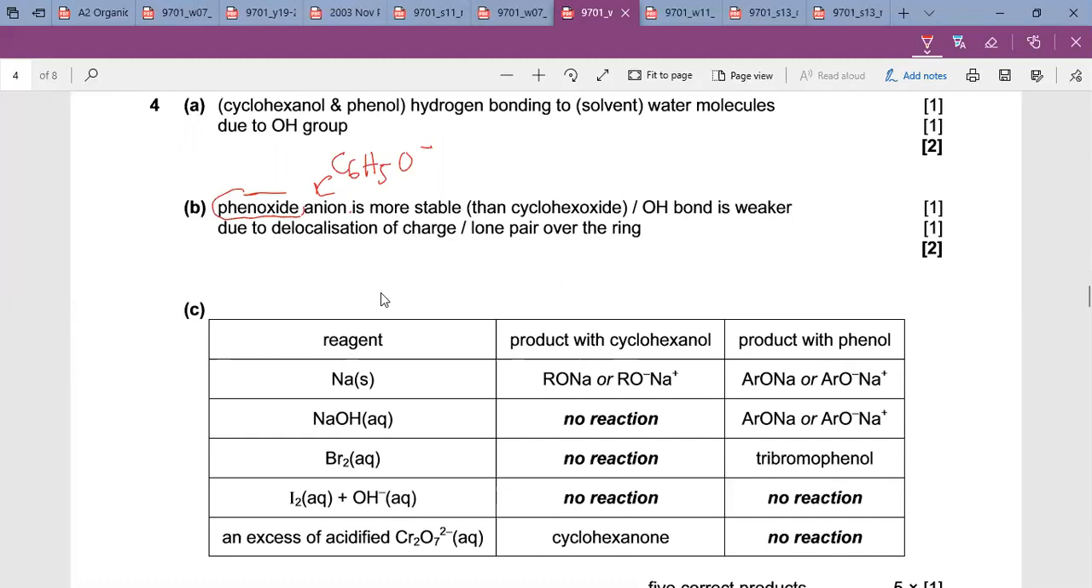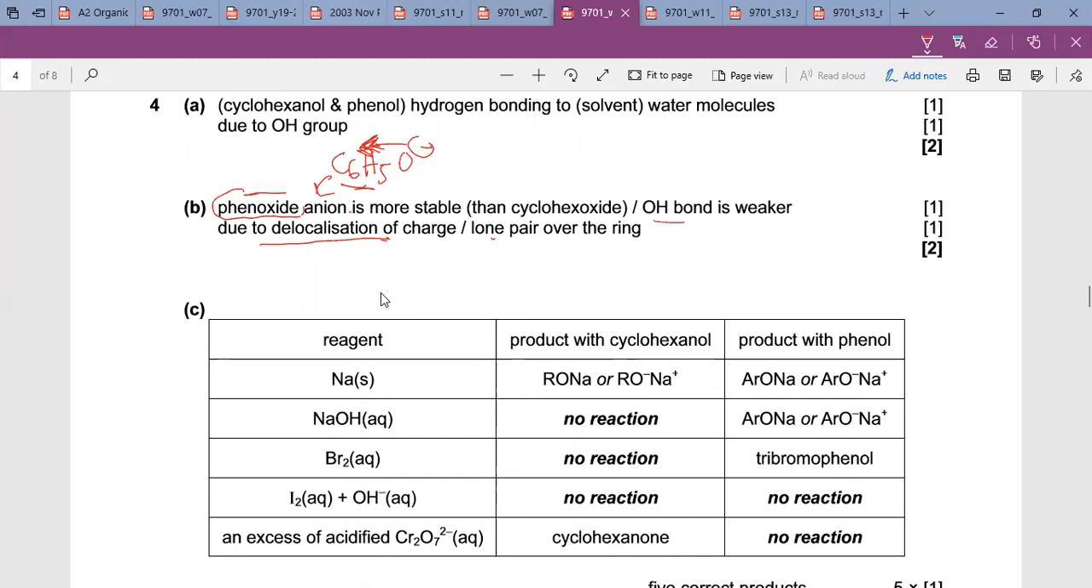Because the electron here is due to delocalization. The charge here enters the ring, or the lone pair is over the ring. This is a better way to say it. The charge here is delocalized in the ring, or the C6H5 withdraws electrons. Secondly, of course, you can use what?